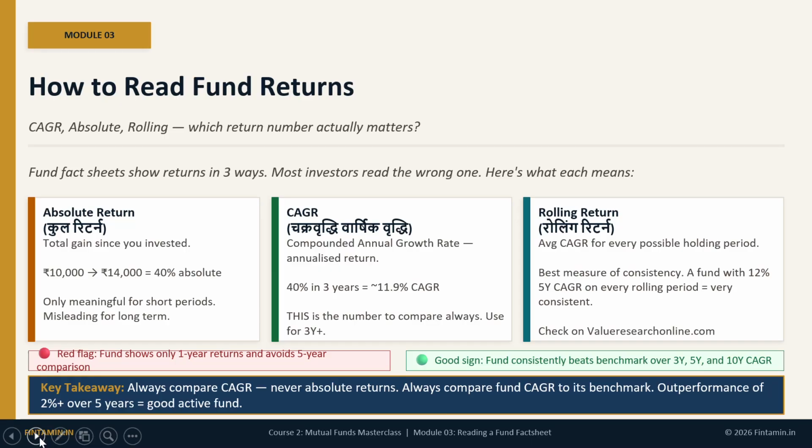Rolling return is the most sophisticated measure. It calculates the CAGR for every possible holding period. A fund with consistent 12% rolling returns across every 5 year period in its history is far more reliable than one that gave 20% once and 6% another time.